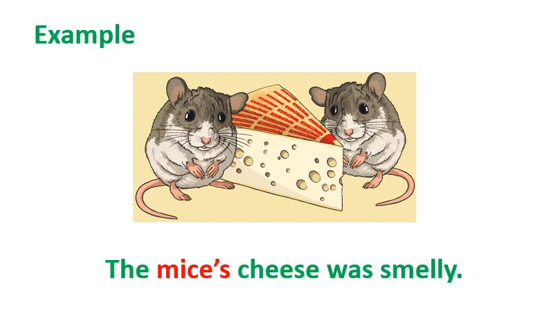So here's an example of what you might have written. The mice's cheese was smelly. So the word mouse becomes mice when it's plural. It doesn't end in an S, even though it's plural, so you have to add apostrophe and S to that noun.